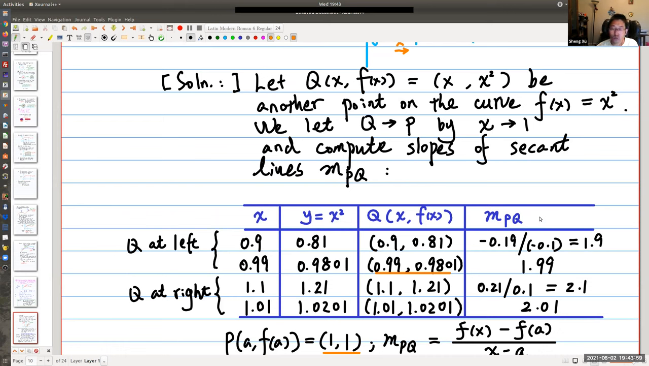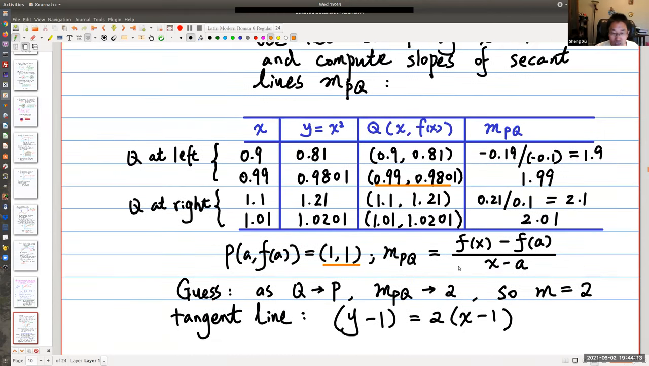As Q gets closer and closer to P, the slope of this second line MPQ approaches which number? What's your guess? It's just a guess. Two. Yes, that's a two. Okay, so I make a guess. As Q approaches P, the slope of the second line approaches this value, 2. So maybe you can guess the slope of that tangent line as 2.